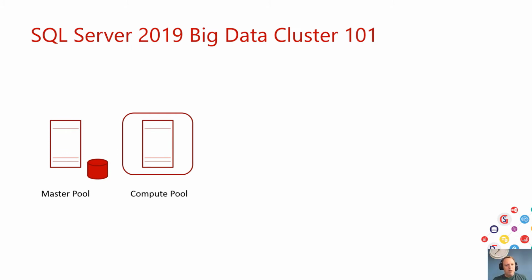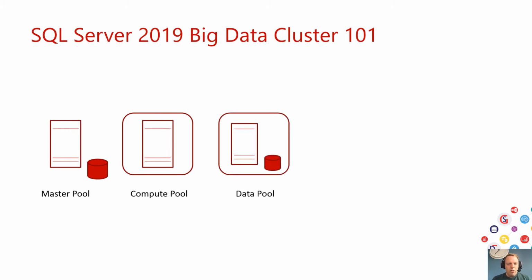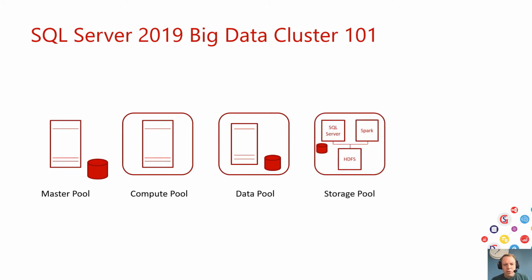You have a compute pool, which is a number of containerized SQL Server instances for the express purpose of shuffling and aggregating data. This sits above your data pool, which again is a number of containerized SQL Server instances furnished for the purpose of providing fast data access. Your compute pool also sits above your storage pool. Your storage pool is the engine room of your big data cluster. It is the one part which does all the heavy lifting.